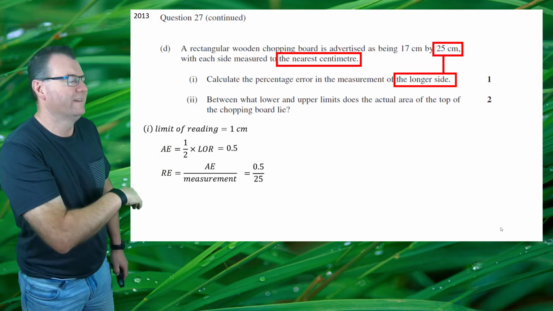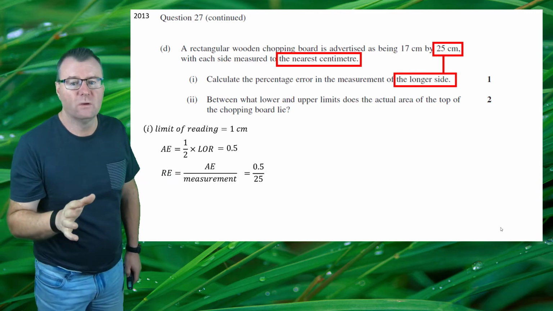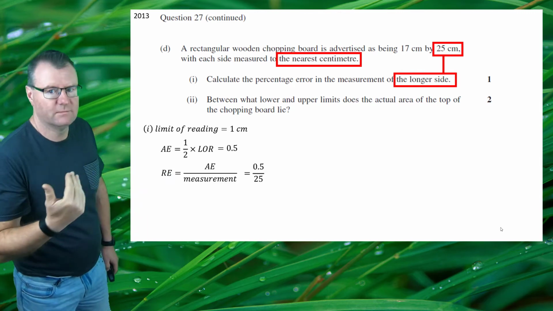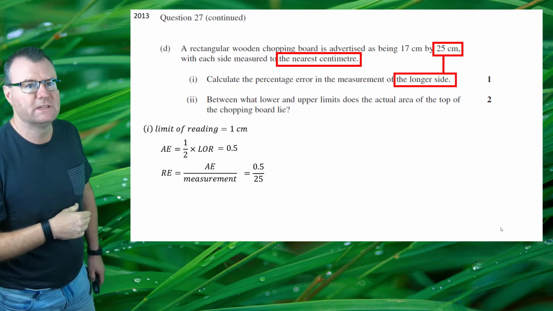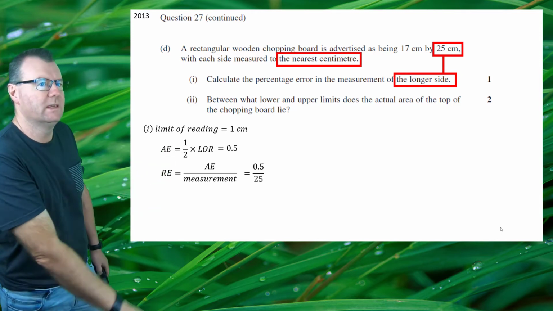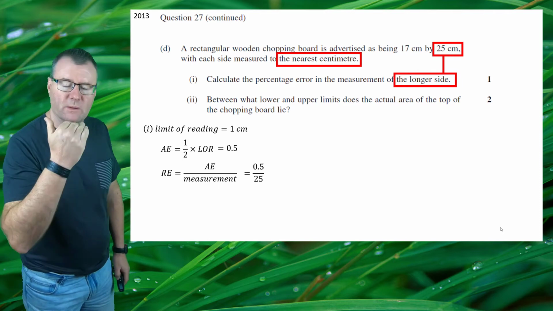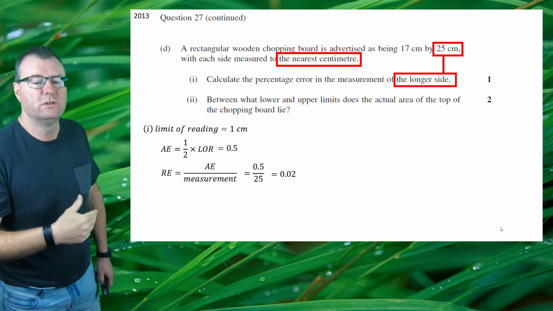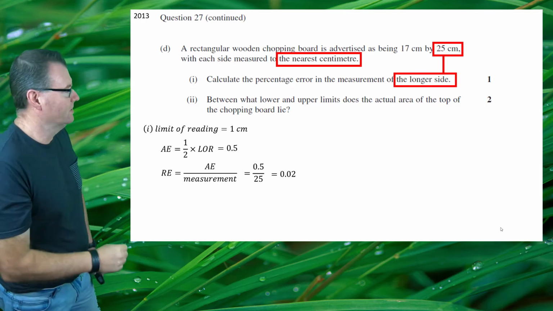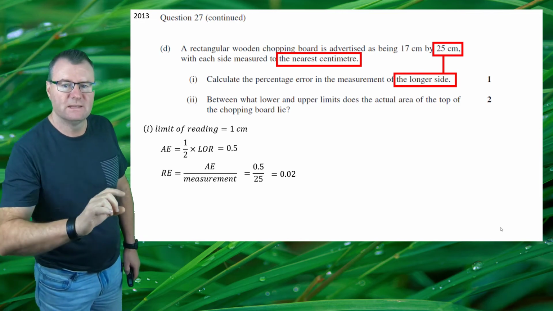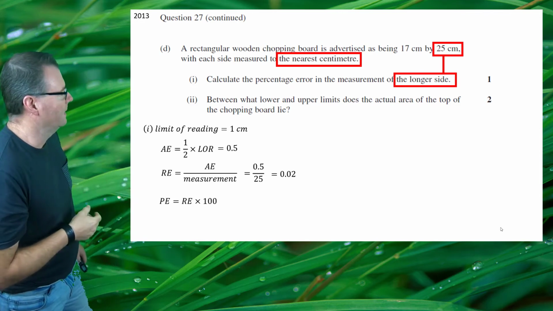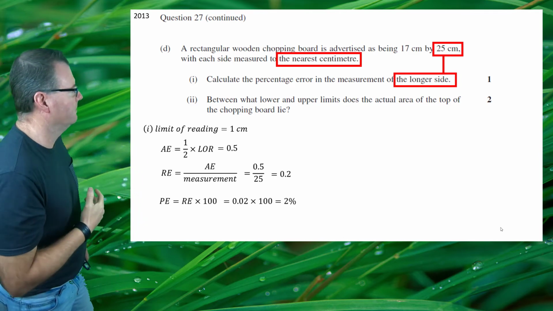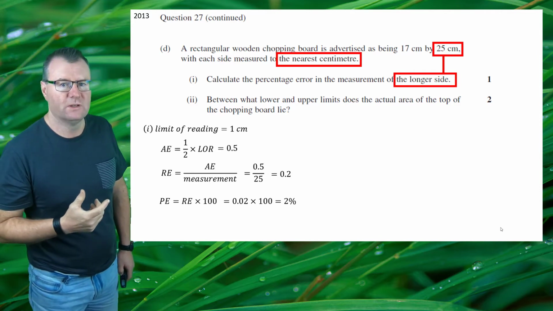The longest side, okay? I had to find what the longest side was. So I've got to look at the question and I can see that of the two, this one here, the 25 centimeter. So that's the number I'm going to use here in my relative error. So when I put the absolute error over the measurement, I had to make sure I get the right one. 0.02. The question though asks for a percentage error. So take that decimal, convert it to a percentage by multiplying by 100. 2% was the percentage error for the longest side.